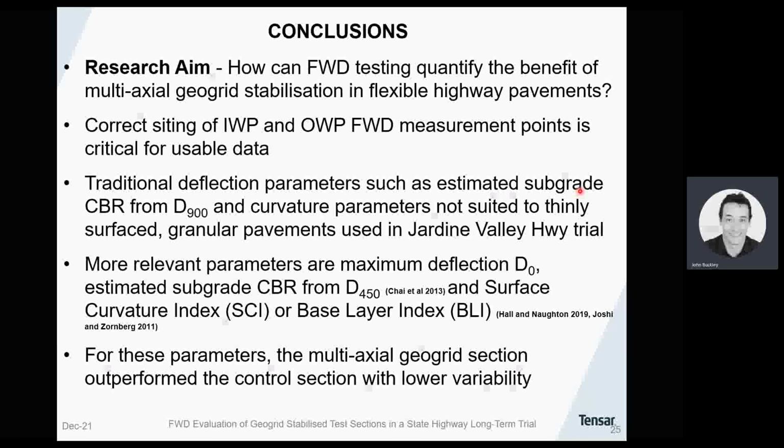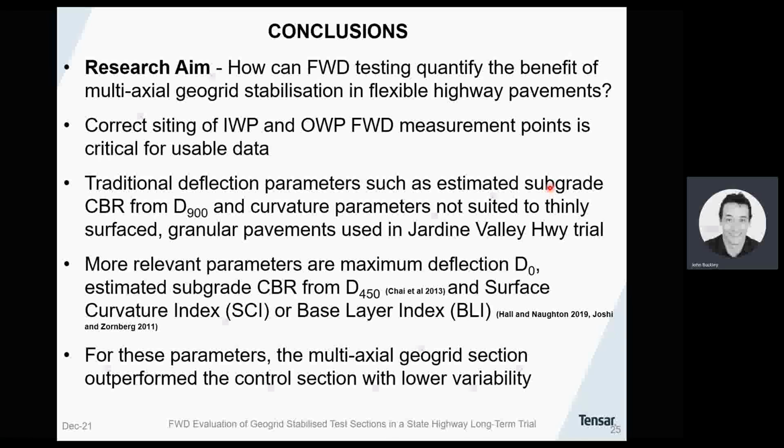So in conclusion, and to refresh the research aim, it was how can FWD testing quantify the benefit of multi-axial geogrid stabilisation in flexible highway pavements? The first point to note is that it's very important when setting up the FWD regime to correctly site the inner and outer wheel path measurement points in relation to where the test sections are physically to ensure you can get useful data. The traditional deflection parameters such as D900 and the estimated subgrade CBR from it and curvature parameters weren't suited to the pavement type constructed in this trial, which was a thinly surfaced granular pavement.